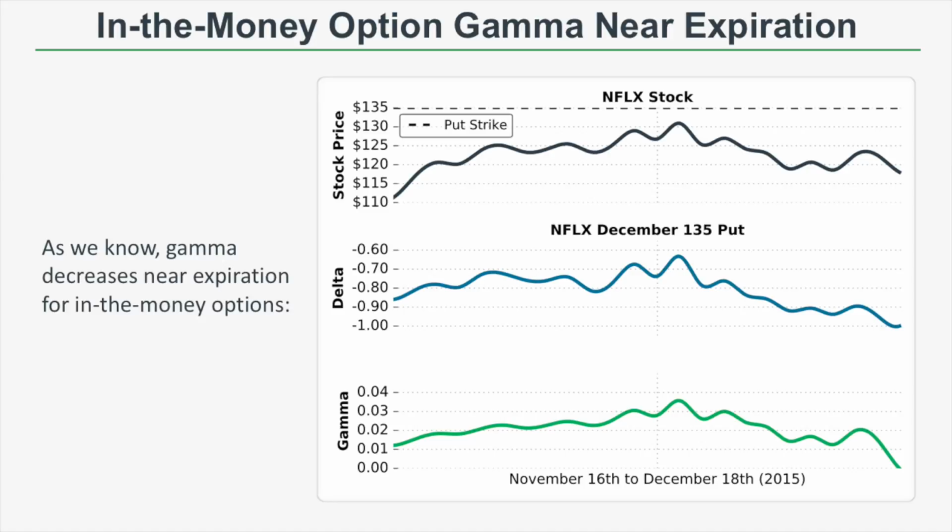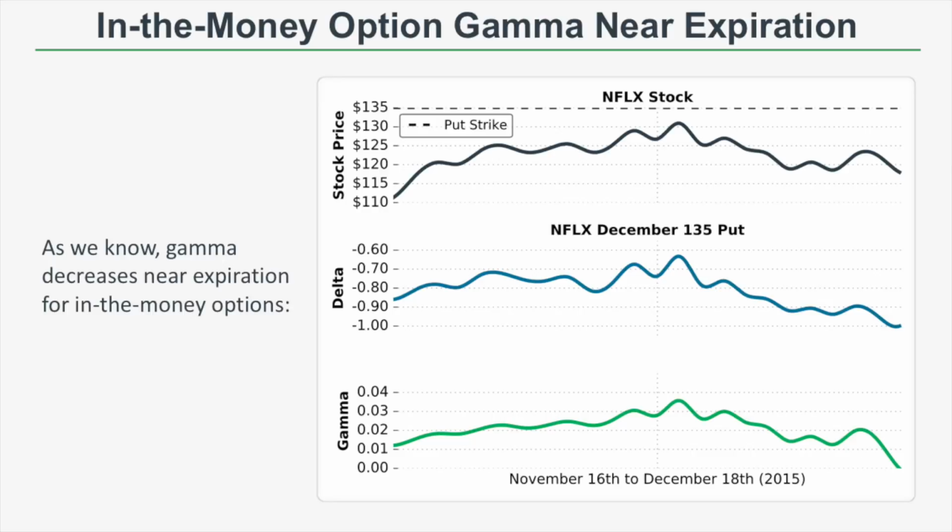Now, the first thing I want to point out to you is getting back to the probability discussion. In the beginning of this period, the stock price is at 110, which is $25 below the put's strike price. And the put's delta is around negative 0.85, and that represents an 85% chance that the option expires in the money at expiration.